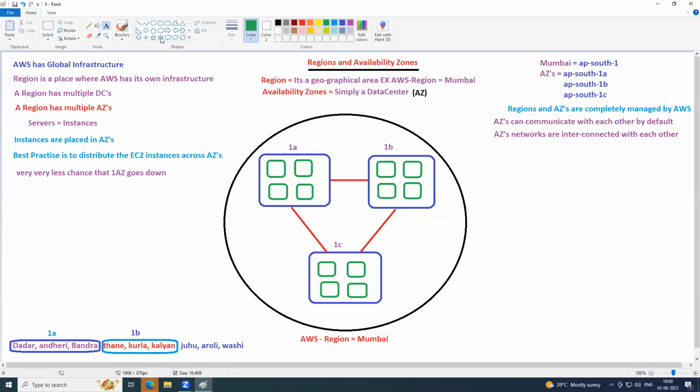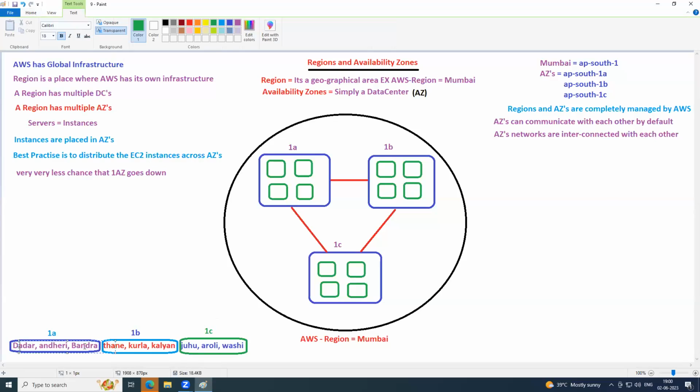And the same for the last one. Now tell me, you have a group of data centers in an availability zone. Yes or no? There is one data center in Dadar, another in Andheri, another in Bandra, and all these data centers he calls 1A. Will 1A go down? That means all the data centers in Dadar, Andheri, Bandra would have to go down at the same time. No. There is very, very little chance. This is the reason. So one availability zone is nothing but a group of data centers.